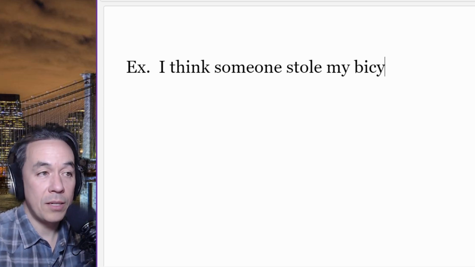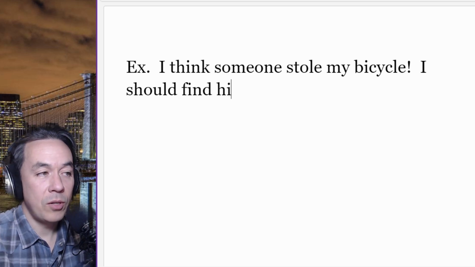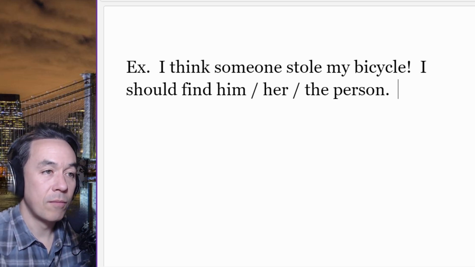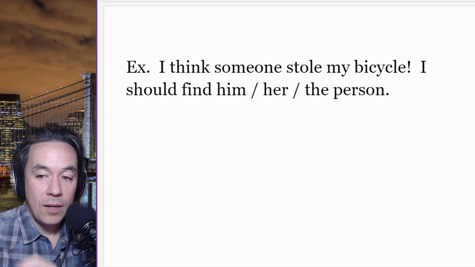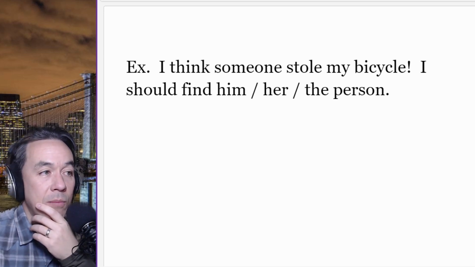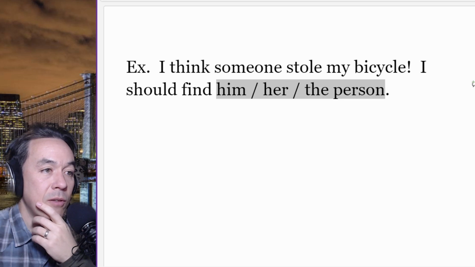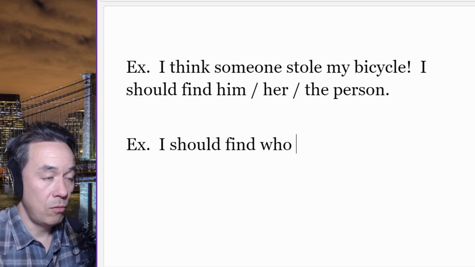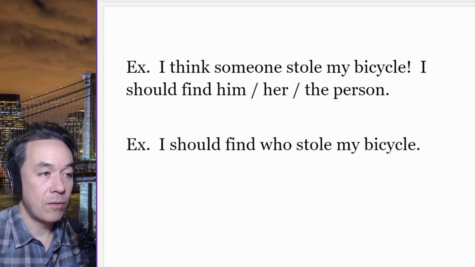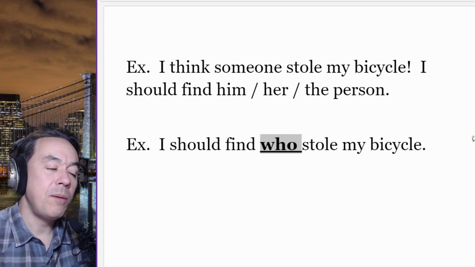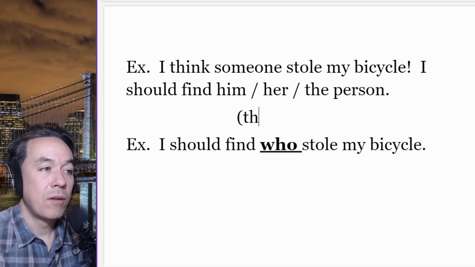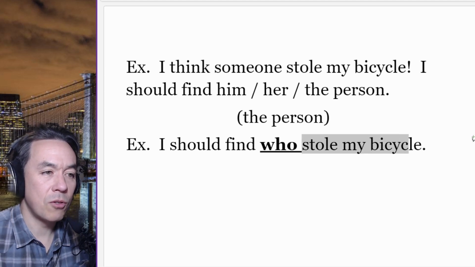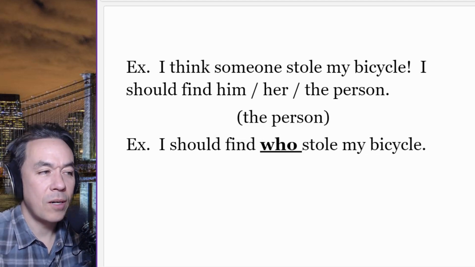Someone stole my bicycle. I should find him or her or the person, the particular person who stole the bicycle. Okay. Now, again, introducing someone to the listener, second time: find him, her, the person. Now, you could introduce them at the same time, saying, I should find who stole my bicycle. Okay, so you're immediately explaining the person. I should find the person, the particular person, the thief. Who is that? I'll tell you. Stole my bicycle. That person.